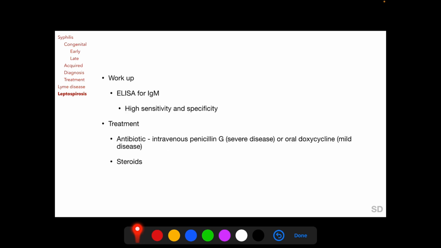If we suspect leptospirosis in a patient, from history and examination, ELISA for IgM antibodies should be done, and this test has a very high sensitivity and specificity. An antibiotic treatment for leptospirosis includes intravenous penicillin G in cases of severe disease or oral doxycycline for a milder disease. Steroids should be given as required but under antimicrobial cover.